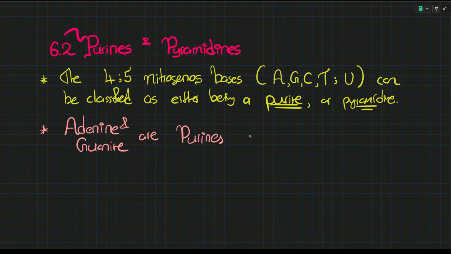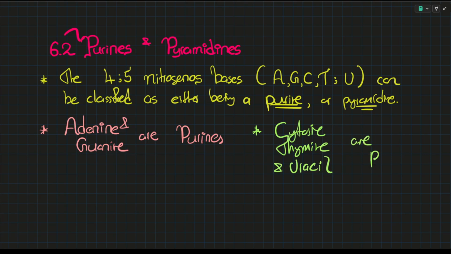And on the opposite end of that spectrum, cytosine, thymine, and uracil are pyrimidines.